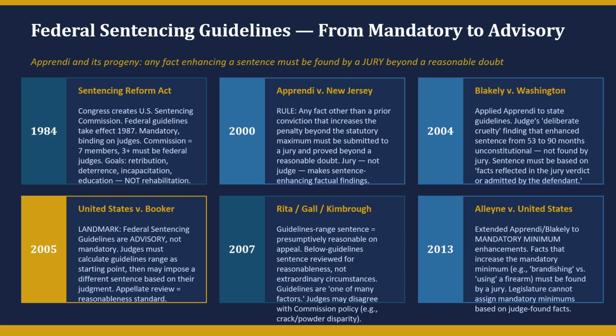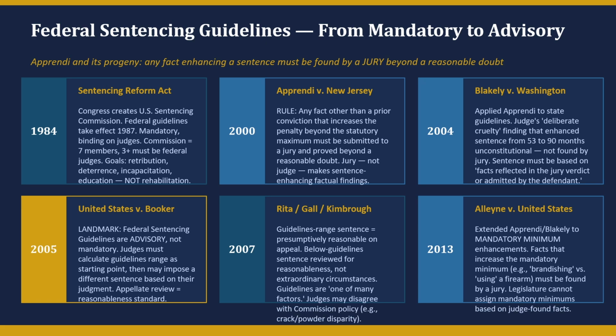United States v. Booker in 2005 applied Blakely to federal guidelines. Justice Stevens' plurality found the guidelines unconstitutional as applied to enhanced sentences based on judge-found facts. Justice Breyer's remedial opinion provided the solution. Sever the mandatory provisions and treat the guidelines as advisory. Judges must calculate the guidelines range as a starting point. Consider it seriously, but may then impose a different reasonable sentence.